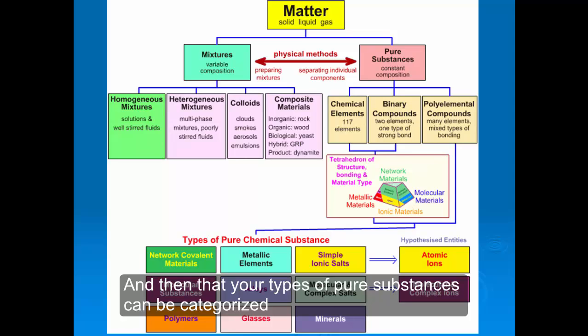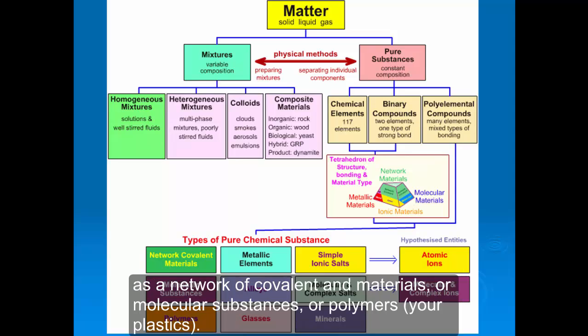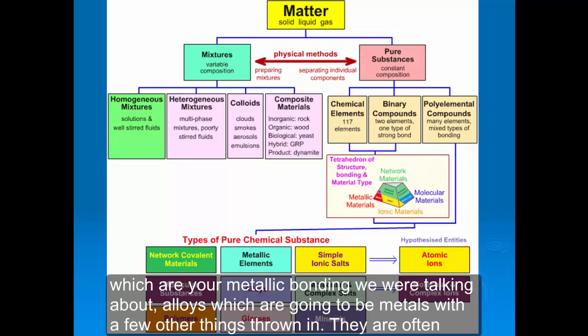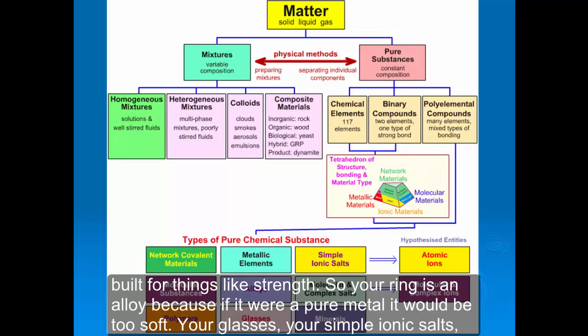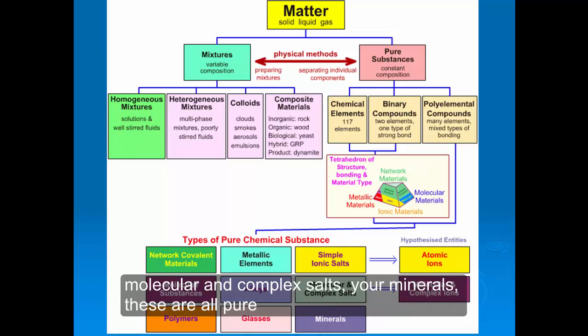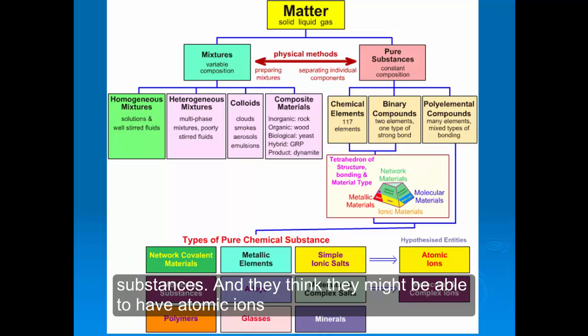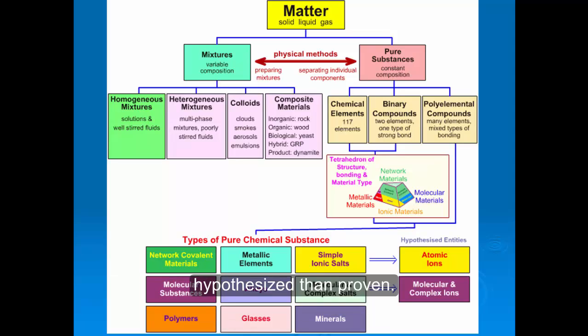And then your types of pure substances can be categorized as a network of covalent materials, or molecular substances, or polymers or plastics. Metallic elements, which are your metallic bonding we were talking about. Alloys, which are going to be a mix of metals with a few other things thrown in. They are often built for things like strength. So your ring is an alloy, because if it were pure metal, it would be too soft. Your glasses, your simple ionic salts, molecular and complex salts, your minerals. These are all pure substances. And they think they might be able to have atomic ions and molecular and complex ions, but these are more hypothesized than proven.